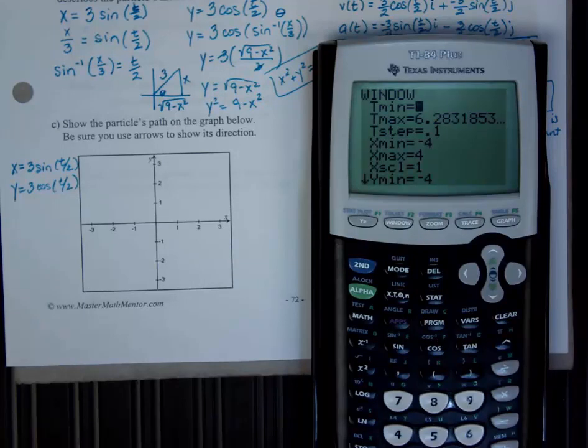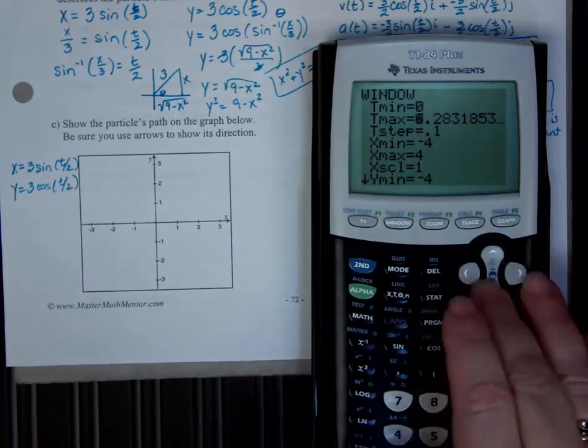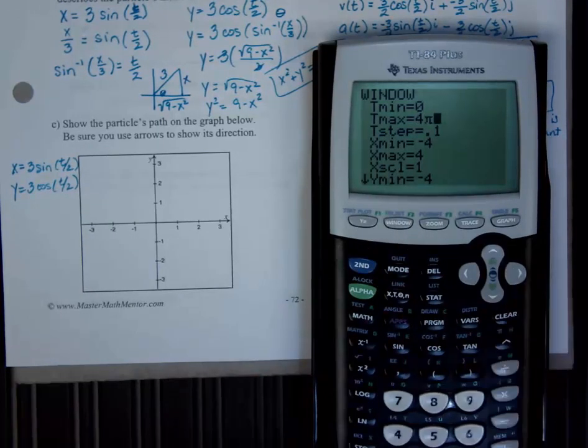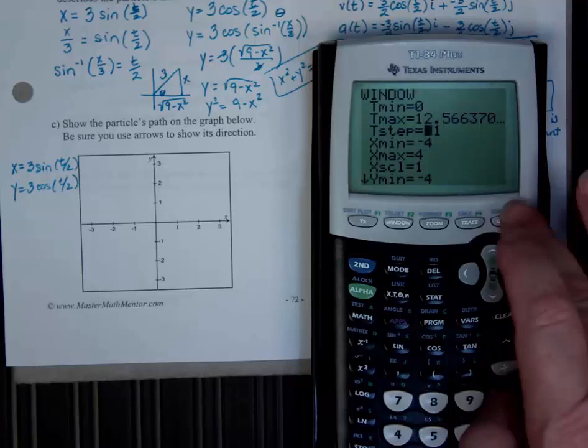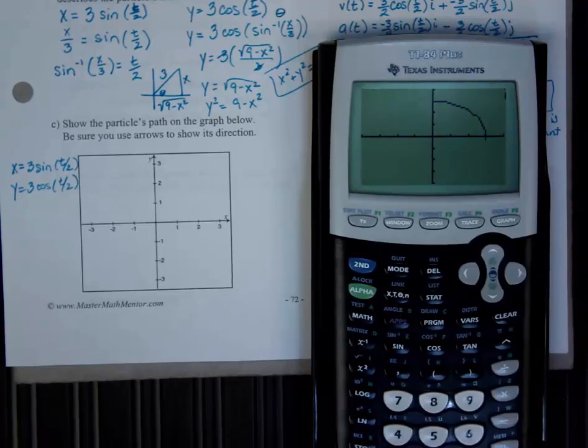4 pi, exactly. So go down to here and type in 4 pi. That should give a whole circle. Try it and see. It kind of looks like an egg, I know. We're going to show you how to fix that. There is a way to fix that. Why is it kind of off? Why isn't it perfectly round?